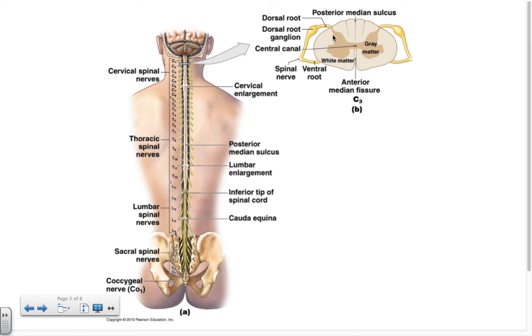So over here we can see a cross-section of what your spinal cord would look like at those particular regions. Right here we're looking at what C2 would look like in the white and gray matter. Now remember from our previous talks, the gray matter is where all of the soma or the cell bodies of the neurons are. The white matter is where all the axons and myelinated parts of the axon are going to be.